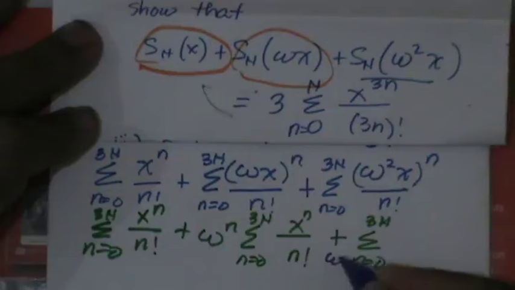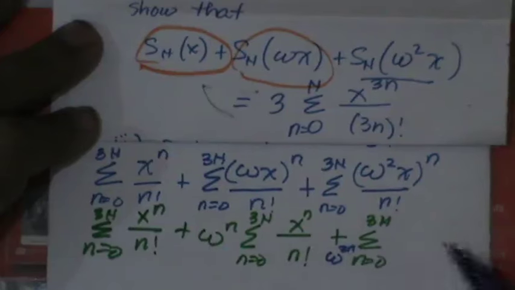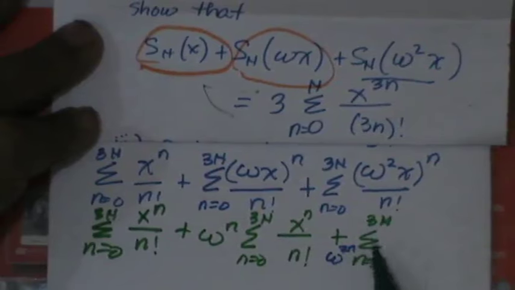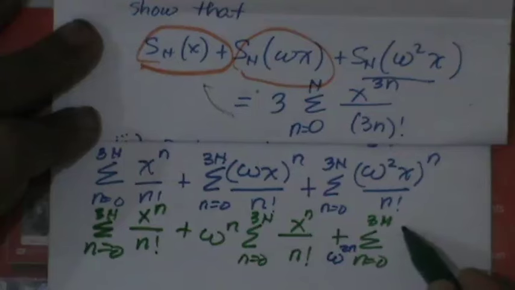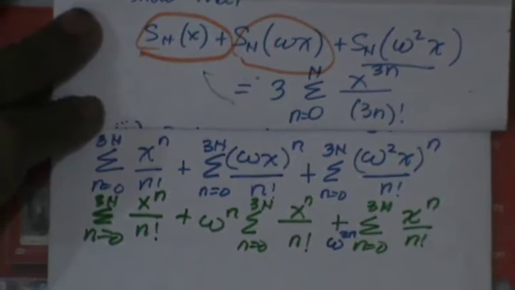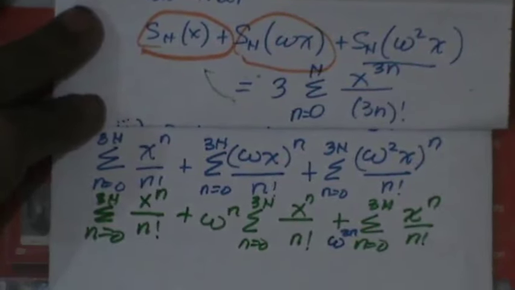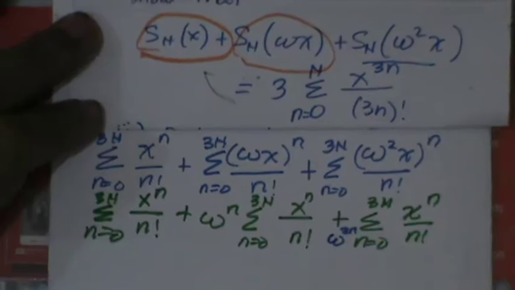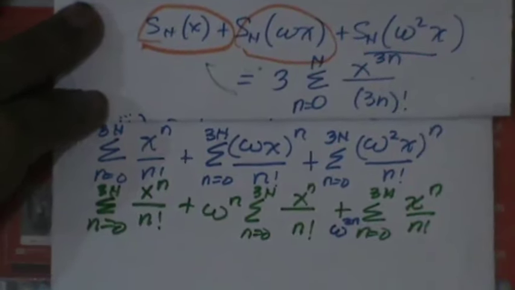I'll just put it here, okay? Omega squared or omega 2n. So this one, this omega 2n times this one here, times the sigma of x to the n over n factorial. Alright? I hope that you are not yet dizzy with my solution here.